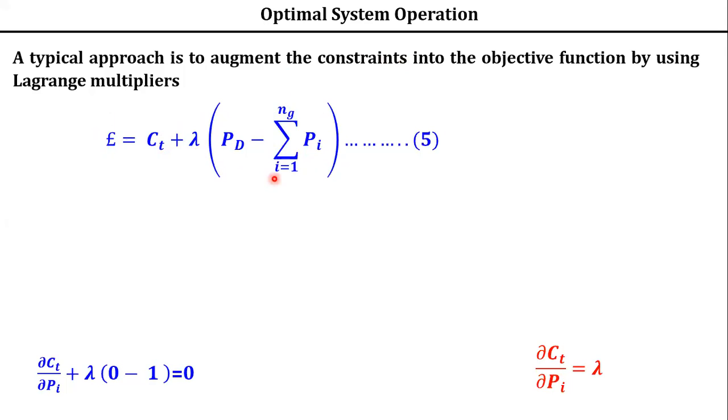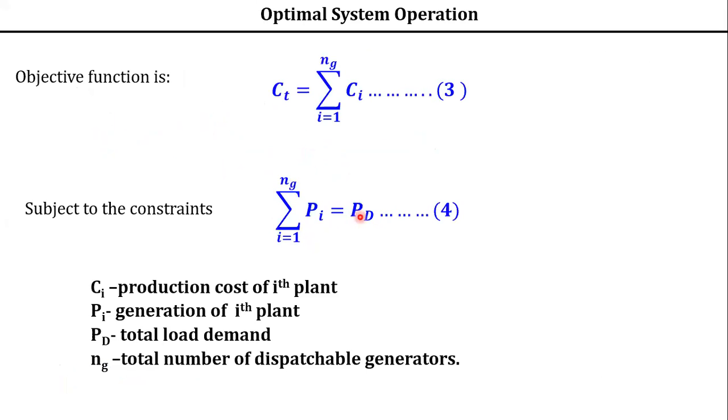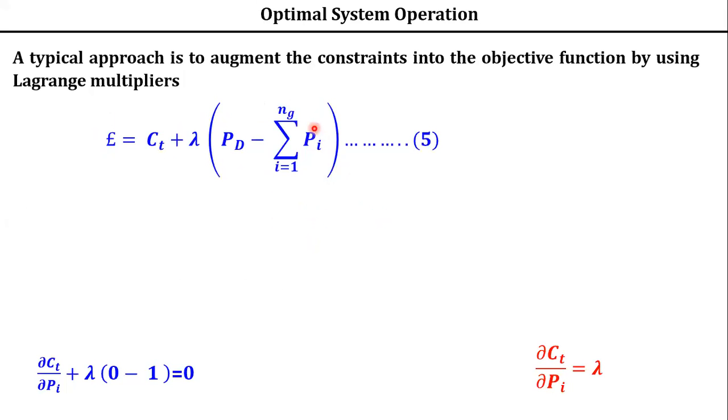What is the constraint? This is your constraint, isn't it? You can see in the previous slide I have shown this constraint. Taking PD to this side, it becomes summation of PI minus PD. That is your constraint. You can consider either PI minus PD or PD minus summation of PI. Clear? This equality constraint is multiplied with your Lagrangian multiplier. This is how you augment the constraints into the objective function using the Lagrangian multiplier: objective function plus the constraint, and the constraint must be multiplied with your Lagrangian multiplier. Clear? That is your Lagrangian equation 5. This is the equation 5 we got.